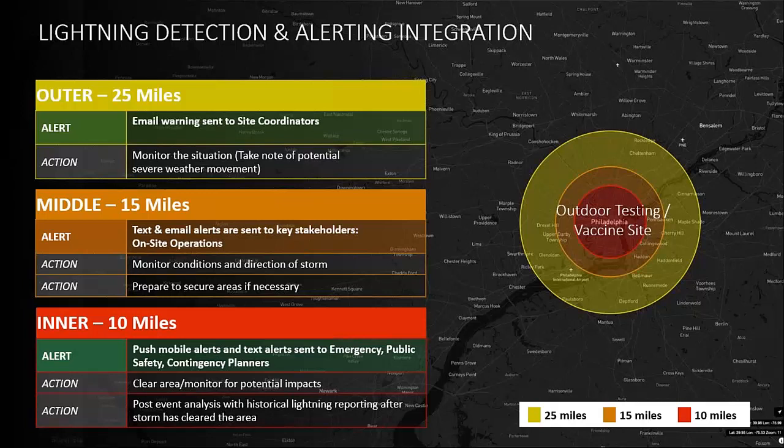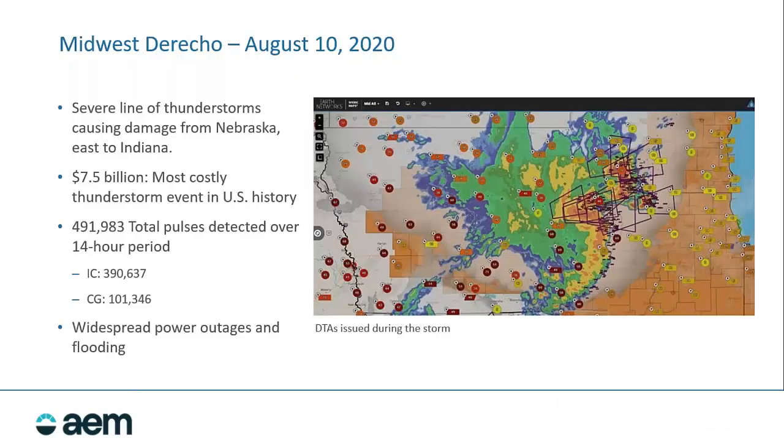Within 10 miles, we have problems. That's when there can be lightning, cloud-to-ground lightning that can occur. So you're sending out those alerts, text alerts, mobile alerts to the emergency, public safety, contingency planners. You're planning to clear the area immediately, monitoring for hazards that could occur, hail, high winds, tornadoes, flash flooding. And also, you might want to pull that lightning data from the event after the storm is cleared to just look at what happened and, of course, lessons learned. But we recommend these 3 rings, 25, 15 miles, and then within 10 miles, to appropriately and safely monitor the lightning that's moving toward a COVID testing site.